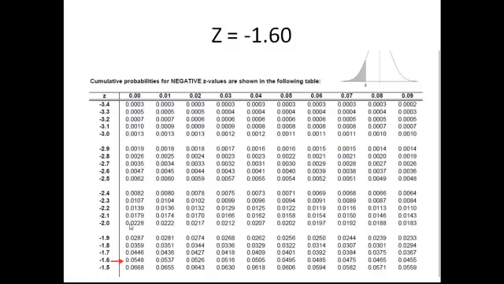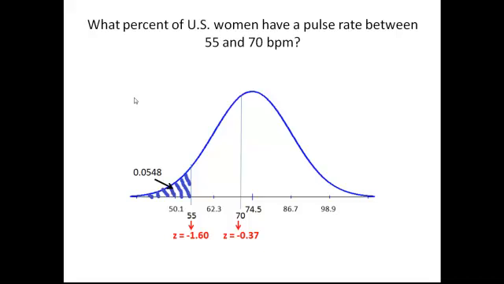Here we are. The proper column we're going to use, if you look at our hundredths place, is 0. So we're going to use the number here that has a 0 in the hundredths place. So they both arrive at and seem to point to the number 0.0548. That is exactly the area to the left of negative 1.60 as a z-score.